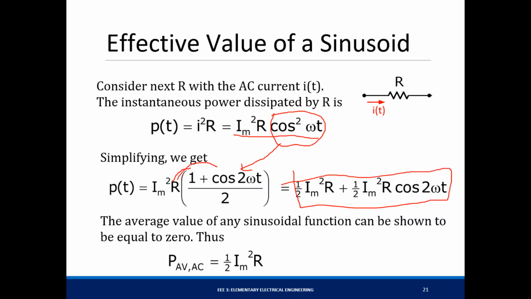The average of this expression: this term will be 0 because this is a sinusoid. The average of a sinusoid is 0. This term is constant, so it won't be 0. It will stay the same. Then the average value of the power for an AC or sinusoidal function is equal to this.